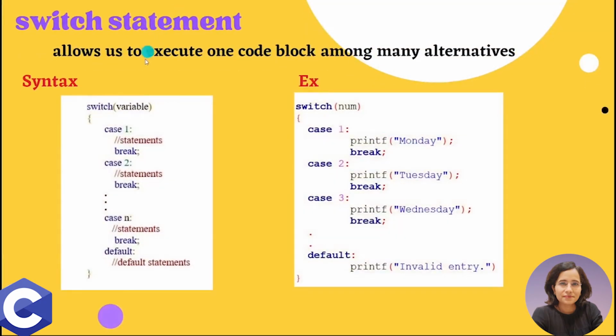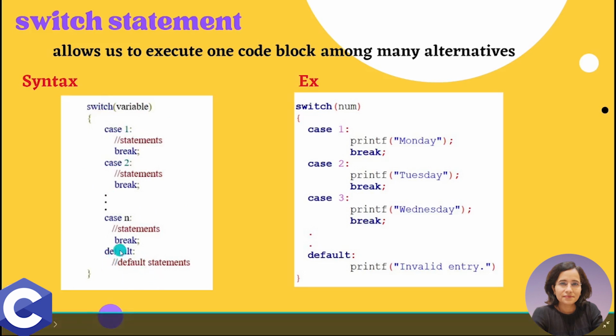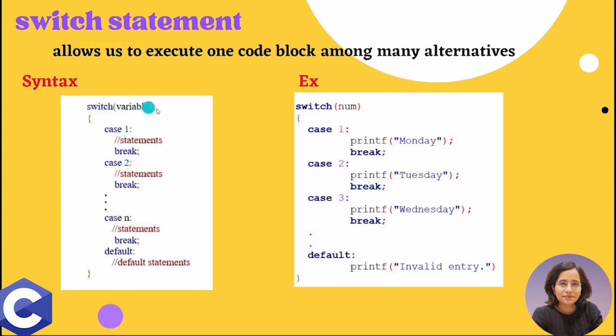Let's study one more decision making statement, that is switch statement. In case of if there are many conditions, it will get complicated. In that case we can use switch statement. Switch statement takes the value of a variable and compares it with the different cases. Once the case match is found, a block of statements is executed. The default case is optional. Whenever the value of the variable is not matched with any case, then the default case will execute.